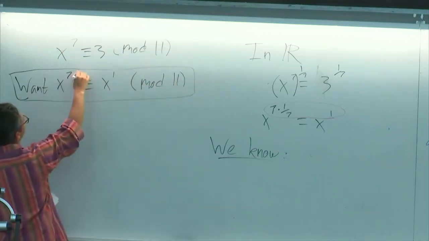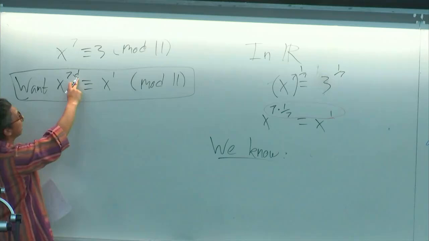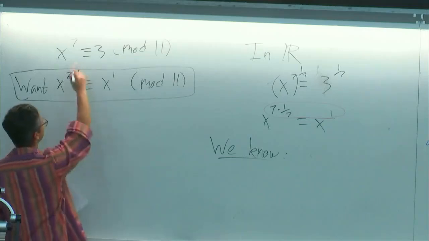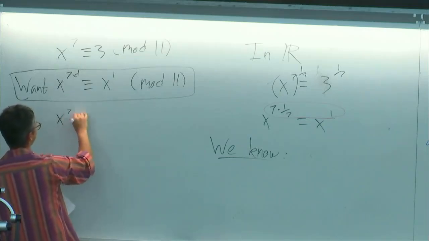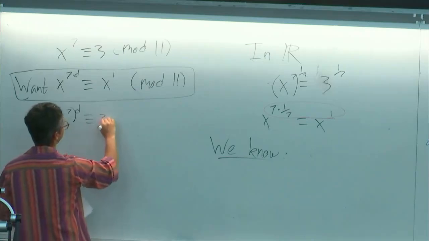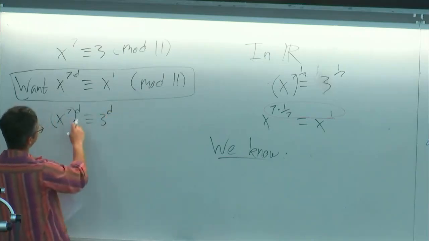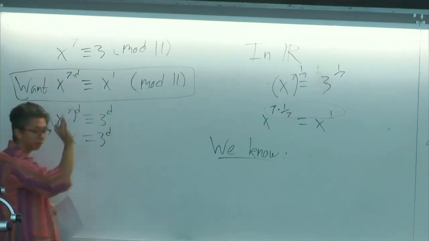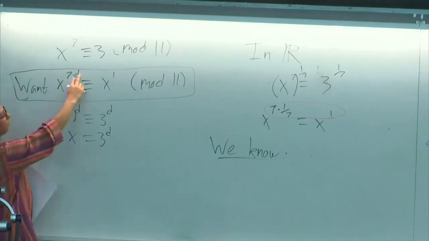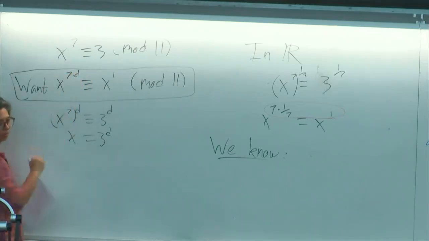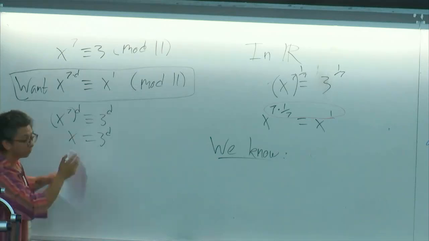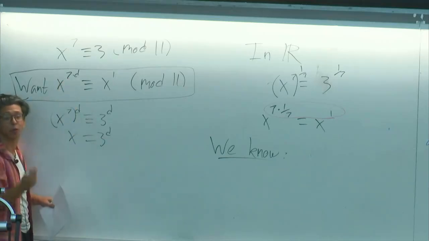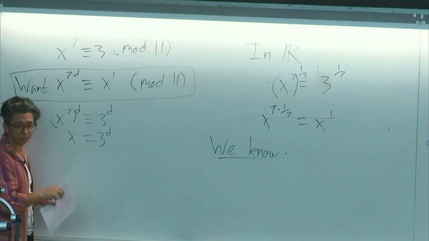I'm saying what we would like is a d so that we could do 7 to the d, because if that was the case, we could do x to the 7 to the d is congruent to 3 to the d. And if x to the 7 to the d was equal to 1, then we could just do x is equal to 3 to the d, and we'd be done. Right? So we're trying to find a d that kind of cancels out the 7. We know how to cancel when we're multiplying, but we've never dealt with exponents before. So we're trying to understand what does it mean to cancel exponents? How can we cancel exponents? This is the new thing.